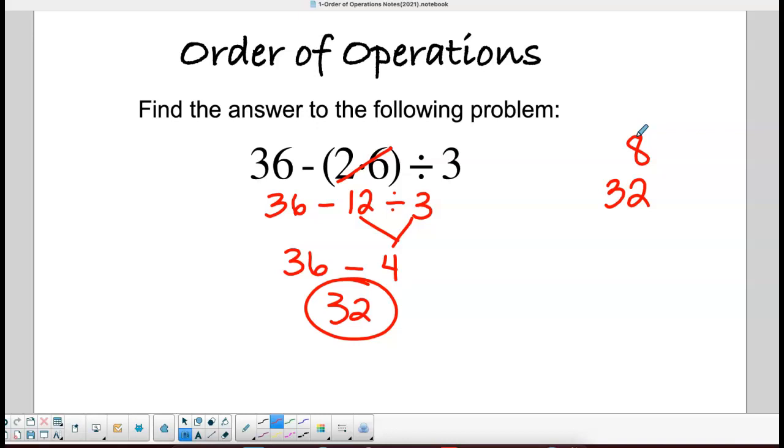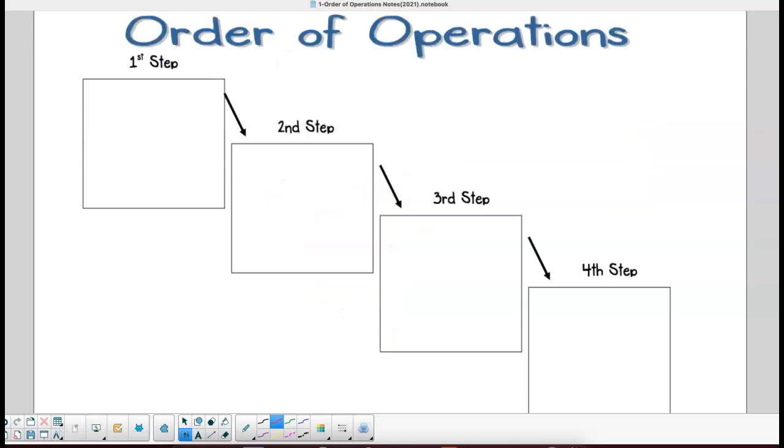But somebody at some point in time in math decided that no, we can't all come up with different answers. There has to be a set way we do this, and that's called order of operations. Now in your packet, I want you to go to page 1, everybody on the page that looks like this.